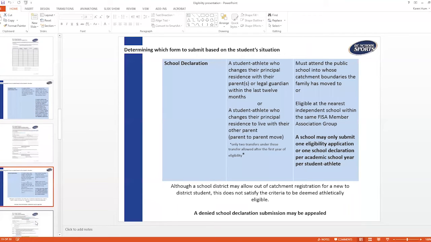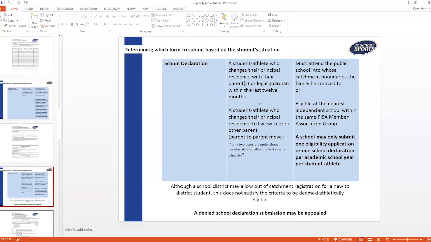So the next form we're going to move on to is the school declaration form. This form would be submitted when a student has changed their principal residence, in a couple of different cases. You can use the same form if they're changing residence with their parents or legal guardians within the last 12 months, or if they're moving to live from one parent to another, if the parents aren't living together.